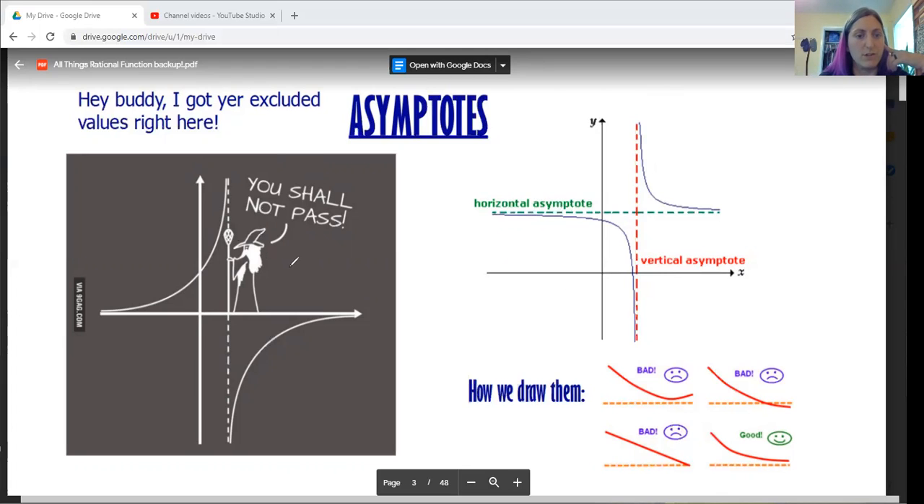So I love this cartoon. Gandalf: you shall not pass the asymptote, all right? And this is how we draw them. I found this graphic online.